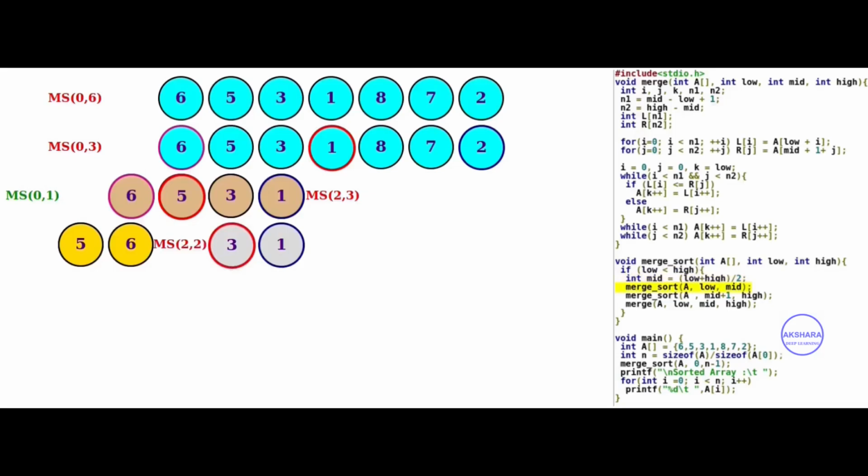Again, merge sort of low 2 and mid 2 will be called. Merge sort with 2, 2 is called. So here it is a single element. This if condition, low less than high, will fail. So merge sort of 2, 2 will be terminated.